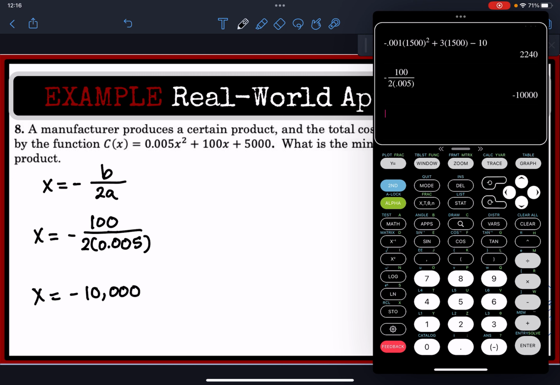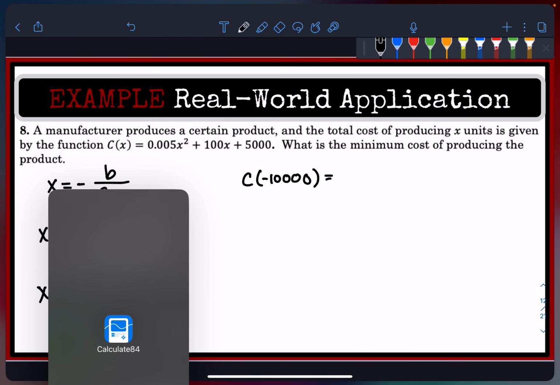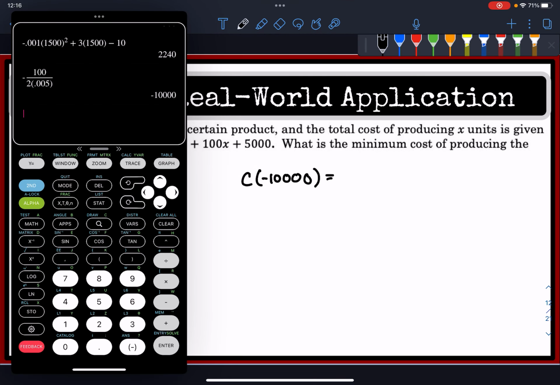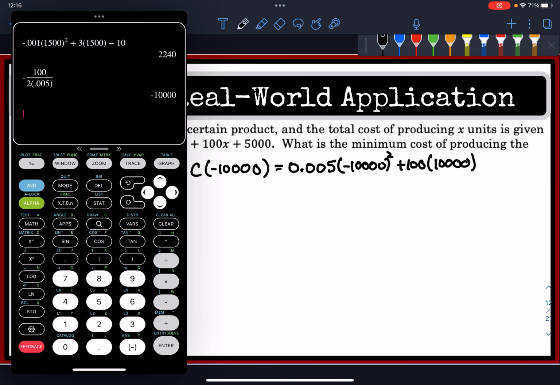Now let's evaluate this with the number negative 10,000. So that's with 4 zeros. Let me look real quickly. 0.005 times negative 10,000 plus 100 times 10,000. And I ran out of space here. Plus 5,000, sorry. 5,000.